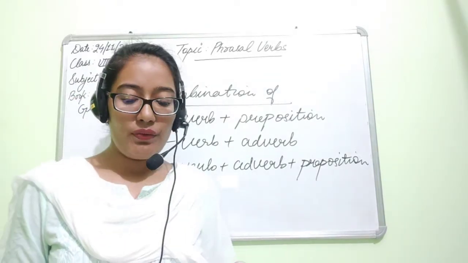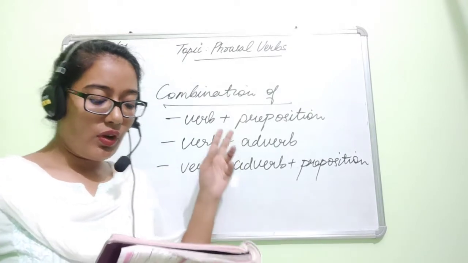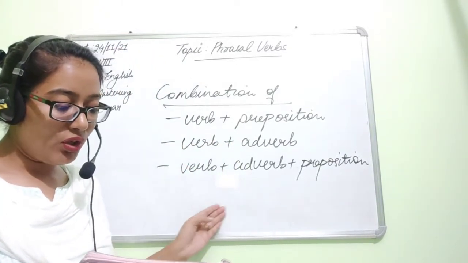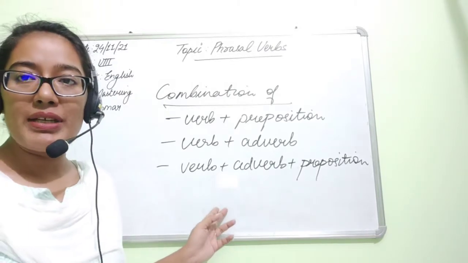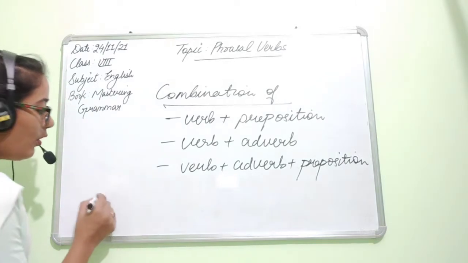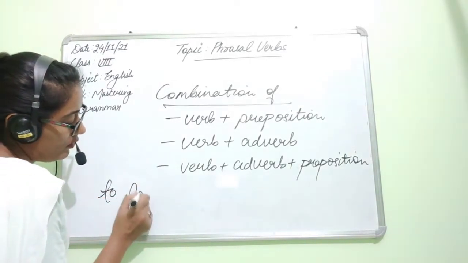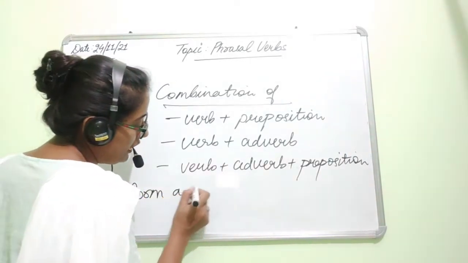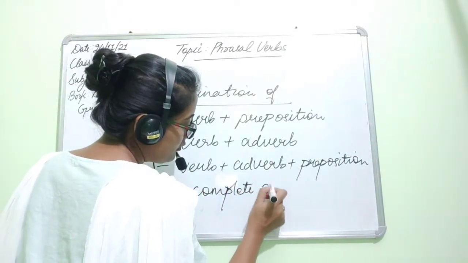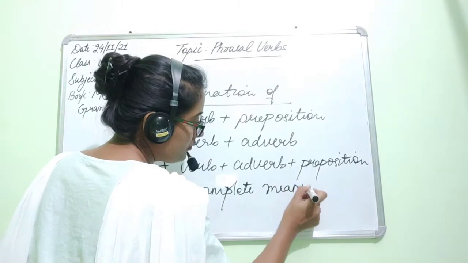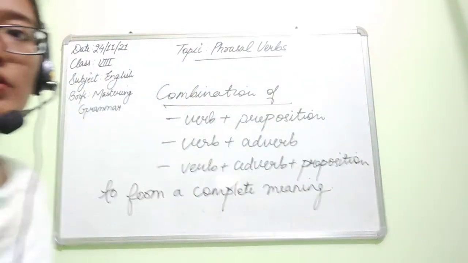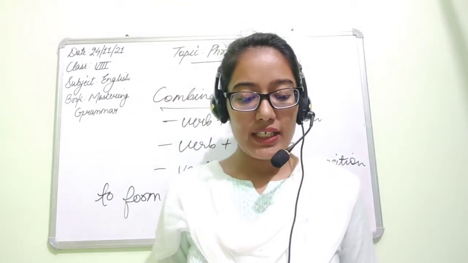A combination of verb and preposition, verb and adverb, verb with an adverb and a preposition to form a complete unit of meaning. ठीक है, to form a complete unit of meaning, to form a complete meaning. It's called phrasal verbs. Now, read the following sentences carefully.